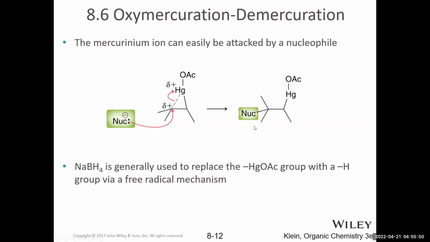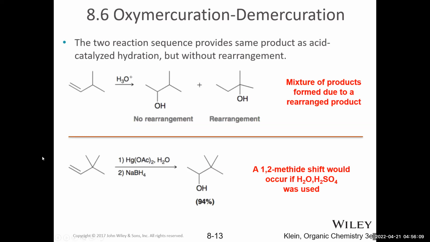And then once the nucleophile has attacked and been deprotonated, you'll have your OH group on this carbon. And then the mercuric acetate on the less substituted carbon is replaced with a hydrogen in the second step, for which the reagent is sodium borohydride. So you can see here the way that the reagents are written over the arrow for the oxymercuration-demercuration reaction. The first step is mercuric acetate and water, and the second step is sodium borohydride.